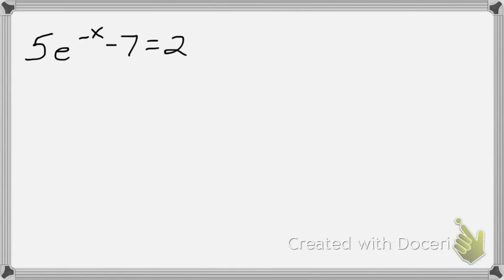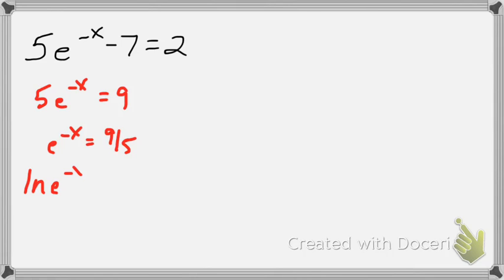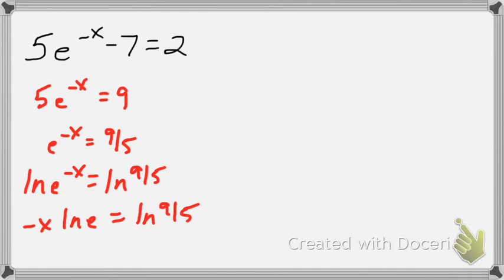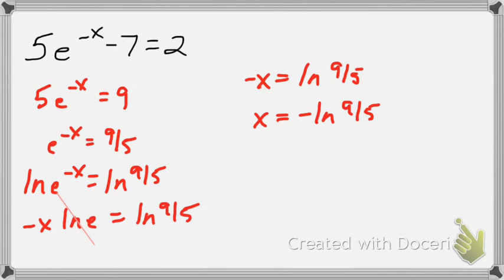For this one, the first step I would do is add 7, then divide by 5. That creates an e to a power situation, which just screams natural log of both sides. Chuck the negative x off the roof. Natural log of e cancels. So I have this. Divide by negative 1, which is essentially moving the negative to the other side. And calculate that. I get approximately negative 0.588.